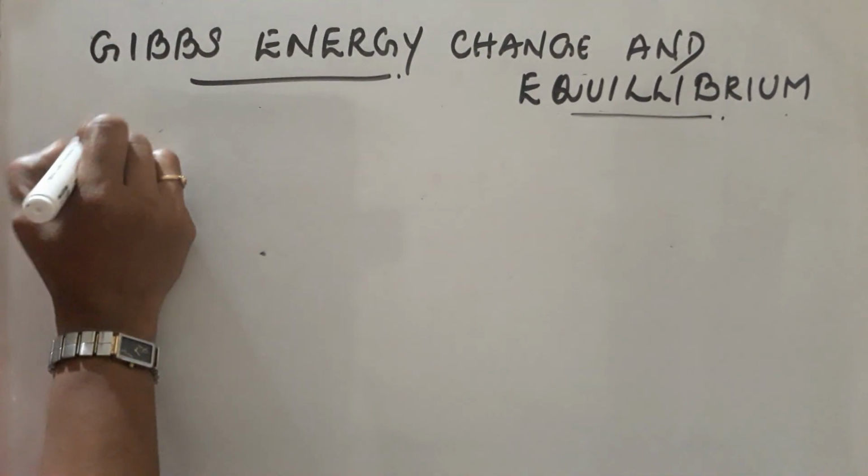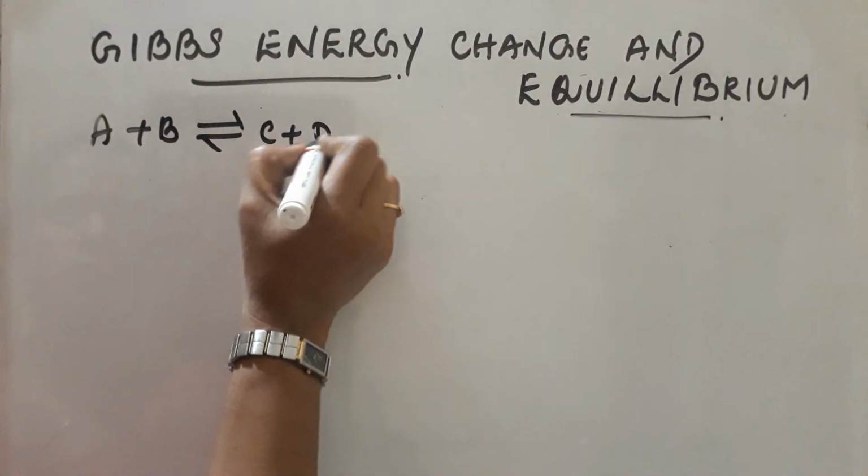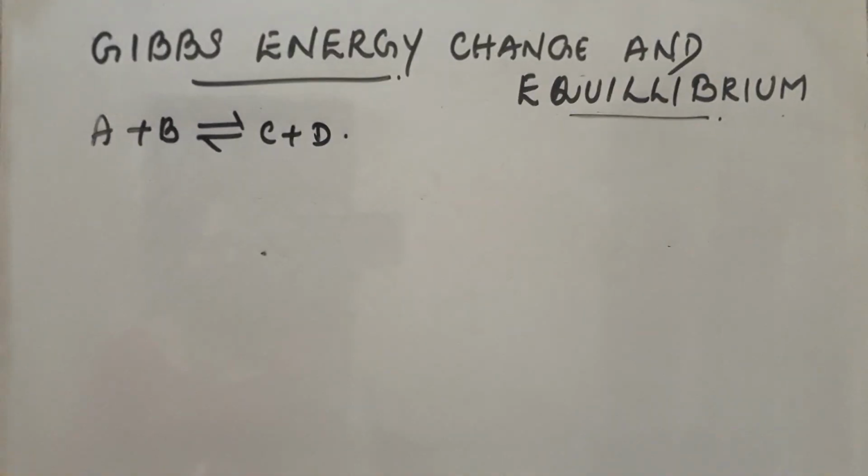Now let us take a reversible reaction: A plus B gives C plus D. In this reaction, being in equilibrium means the reaction takes place in both forward and backward directions, and the reaction is in chemical equilibrium. So the reaction takes place simultaneously in both directions. This would mean that if a reaction takes place, there will be a decrease in free energy, so in both directions there will be a decrease in free energy, but that is impossible.